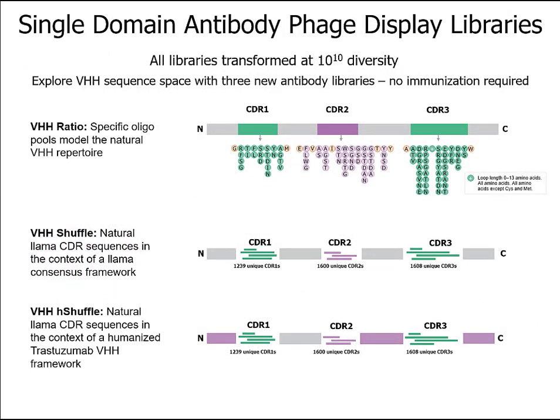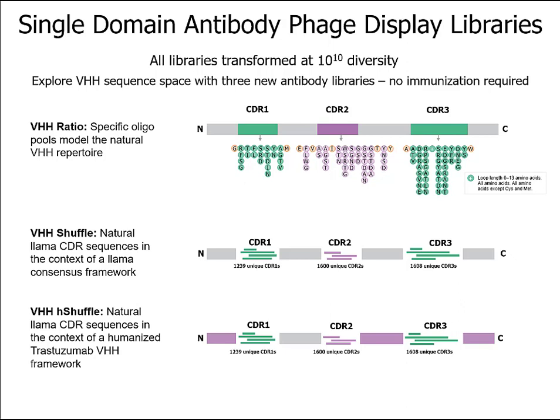So again, taking that a step forward, we've actually created 3 different single domain libraries, which we call the VHH ratio library, the VHH shuffle library, and the VHH human shuffle library. So what we did, again, similar to many of our other libraries that we've created, is we basically found a whole database of VHH llama sequences, and we utilized those sequences to basically design the 3 libraries that are shown here.